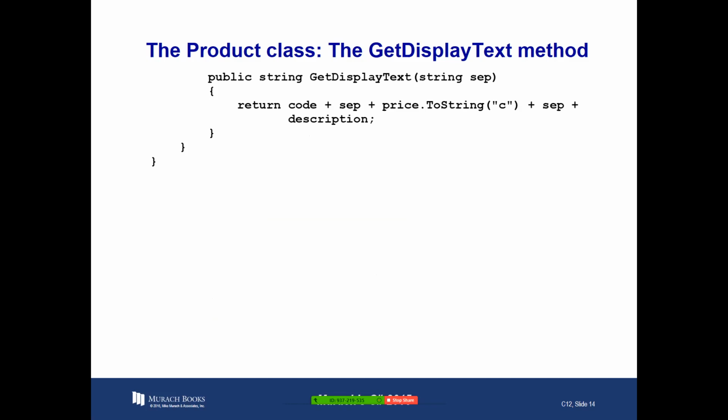And here's an example of a method which is used to display some information about the product. Here it's a method which takes in as a parameter a separator character. It could be a comma or a semicolon or something, and it just returns a string which takes the code, appends a separator, appends the price converted to a string, followed by a separator and the description. Simple.